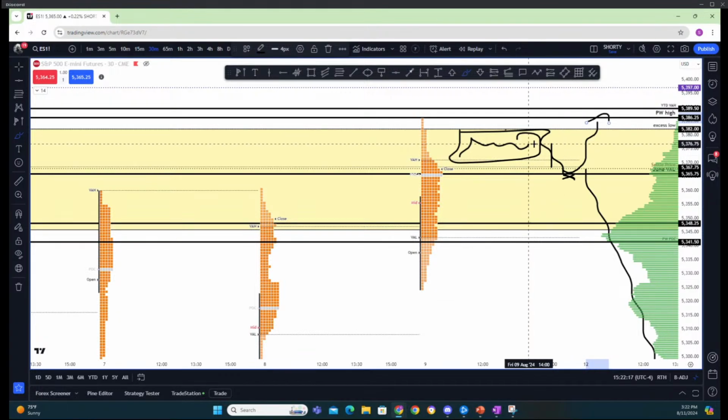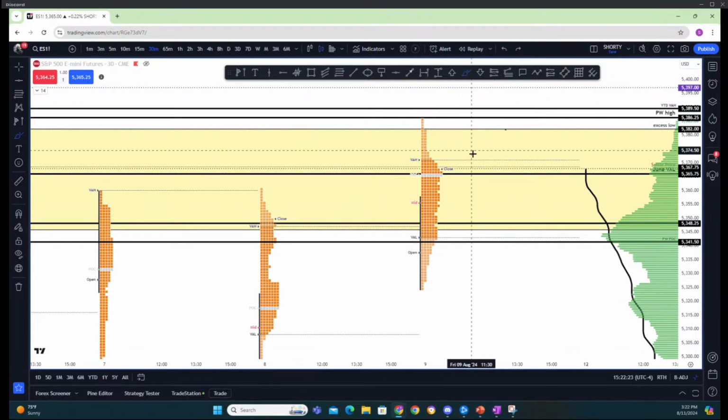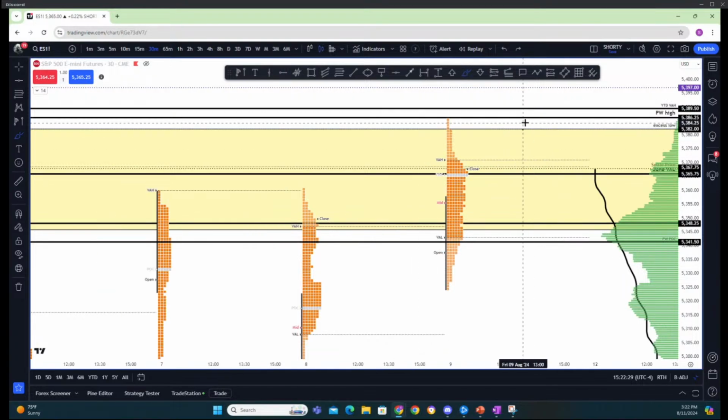Would I take this trade here tomorrow? Yeah, probably. But it depends where we open. I can't tell you for certain.